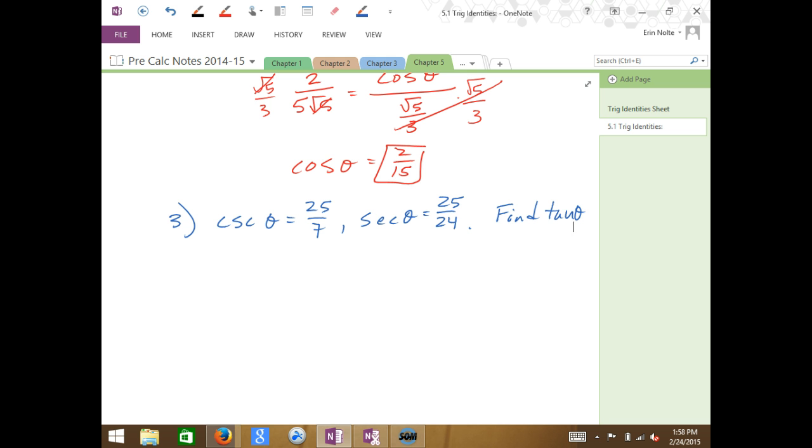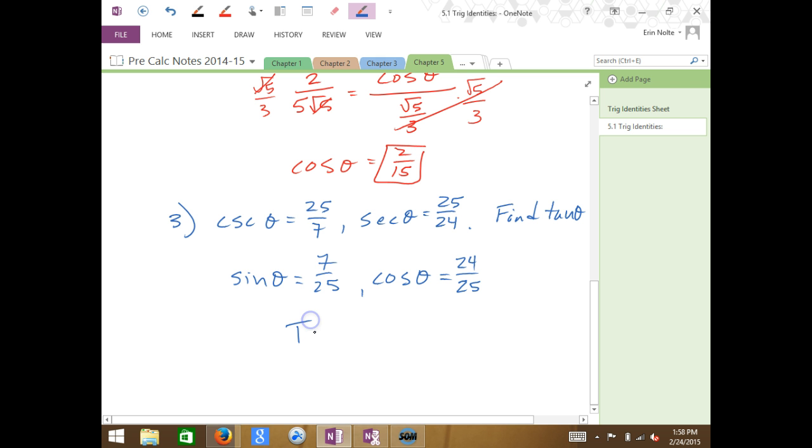We can start with the reciprocal identities, right? If I have a cosecant, can I go straight to the fact that the cosecant is the reciprocal of sine, and therefore the sine is what? 7/25. And if I have a secant, all I have to do is flip it to find the cosine, right? What would the cosine be? 24/25. Now if I'm going to play with tangent, what am I going to use in order to move into sines and cosines?